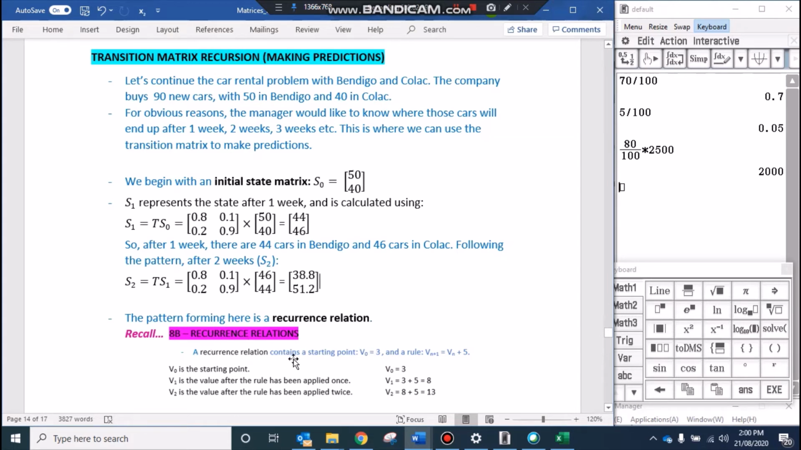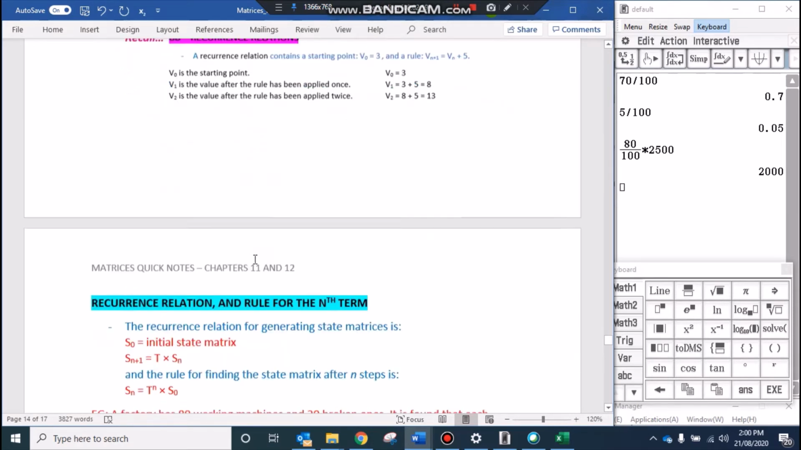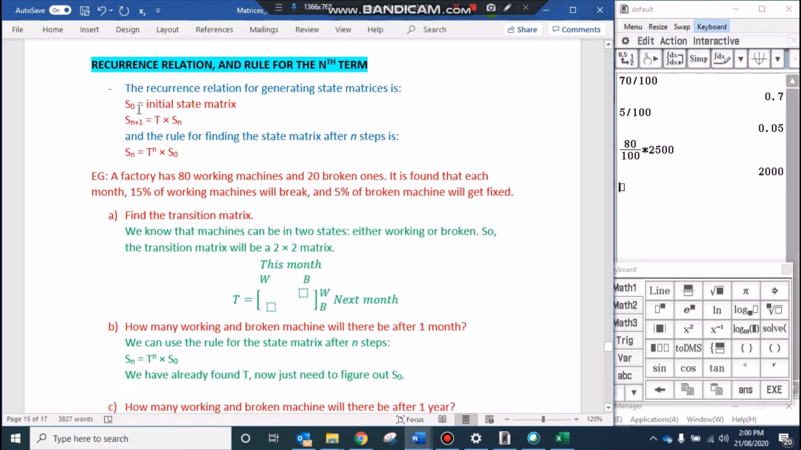A recurrence relation contains a starting point, so V0 equals 3, and we've got a rule, Vn+1 equals Vn plus 5. That's just an example. So we've got something similar here. We've got a starting point, an initial state matrix, and we've got a rule. And that rule takes the general form of this. So this is our recurrence relation. We've got S0 as our initial state matrix, and Sn+1 is equal to T multiplied by Sn. So that's how we get the next one.